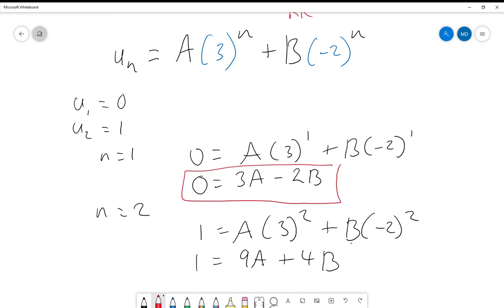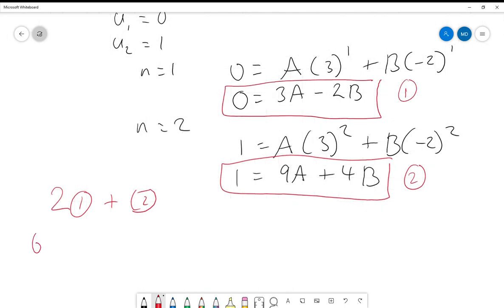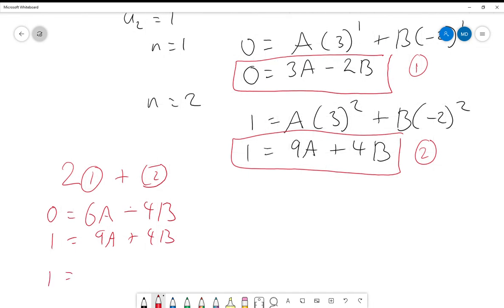And this is a pair of simultaneous equations. We've got this one and we've got this one. To solve for a and b, we just need to solve them simultaneously. I'm going to call this equation 1, this equation 2. I'll take equation 1 multiplied by 2, so 2 lots of equation 1, and add it to equation 2. And that's going to work out quite nicely. We're going to end up with 0 is equal to 6a minus 4b, and we've got 1 is equal to 9a plus 4b. I want to add those. I'm going to end up with 0 plus 1 is 1, is equal to 6 plus 9 is 15a, and that cancels. And so we get a is equal to 1/15.